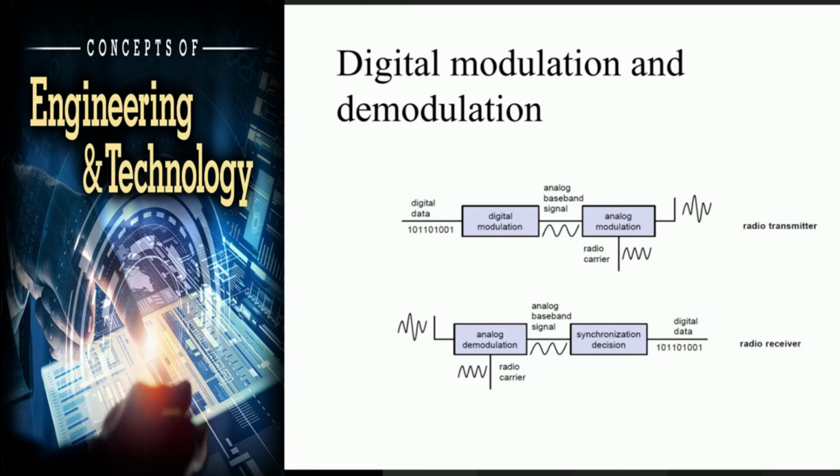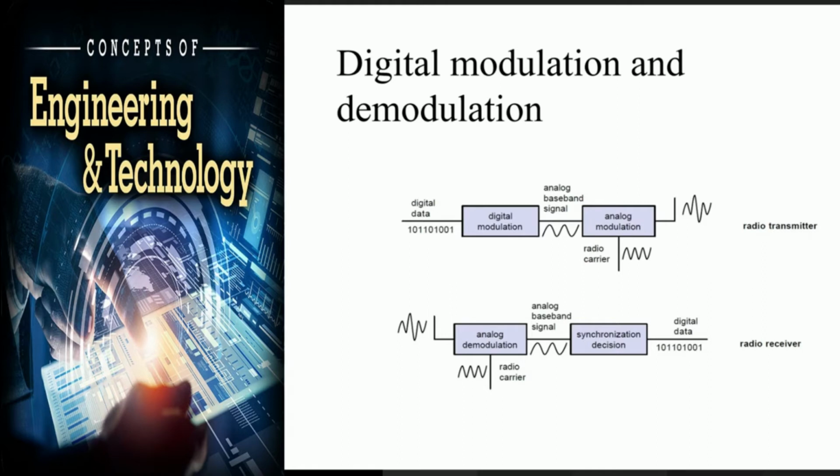Then from the transmitter end you will be transmitting the signals. At the receiver end you will be receiving the signals. Then you will look at the demodulation techniques, and then you will be looking for the original information, the digital data.